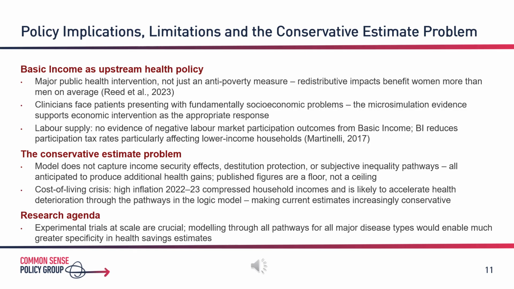Large-scale experimental studies are needed to provide the certainty that observational modelling cannot achieve, and modelling through all the pathways in the logic model, not just income level, for all major disease types would dramatically increase the specificity and credibility of the health savings estimates. This is genuinely important future work, and this lecture represents the first systematic step toward it.